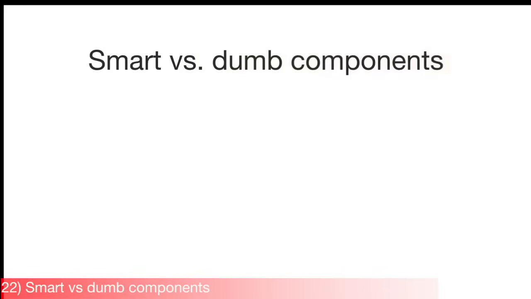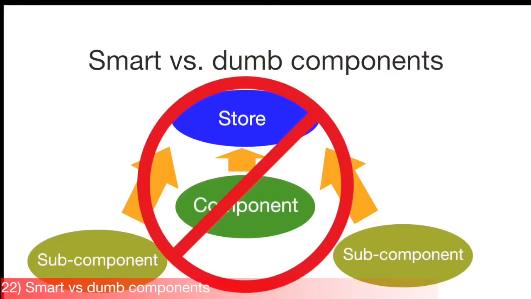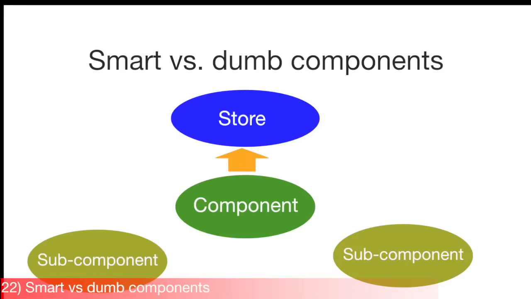Next, let's talk about smart and dumb components. In an app that uses Redux, you don't want every component to connect directly to the store. That would be overkill. Instead, for each major page or section of an app, we usually have a top-level smart component that connects to the store, and then each of the subcomponents that live under this top-level smart component will be dumb components that simply receive all the props they need from the top-level smart component.